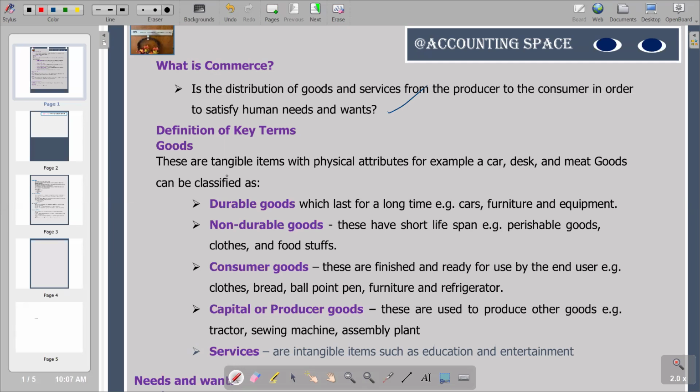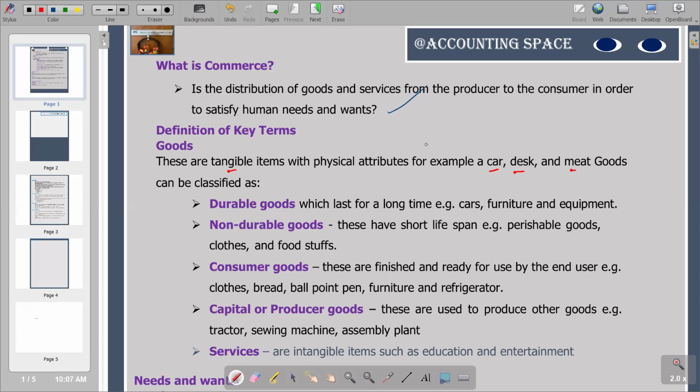Then we have the definition of key terms. These are just basic terms that you need to know as you start to study commerce. We have goods. These are items that satisfy human wants. These are tangible items with physical attributes, for example a car or a desk. We have meat as an example. Anything that we can see and touch is called a good. That's the meaning of tangible.